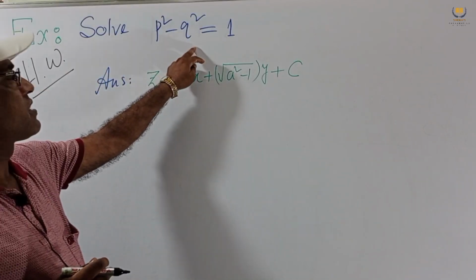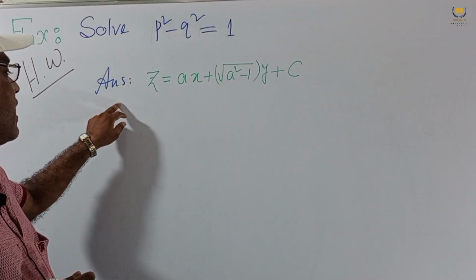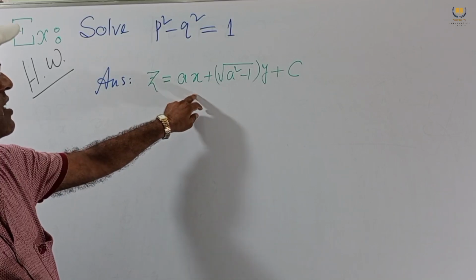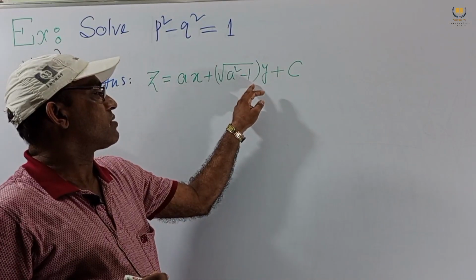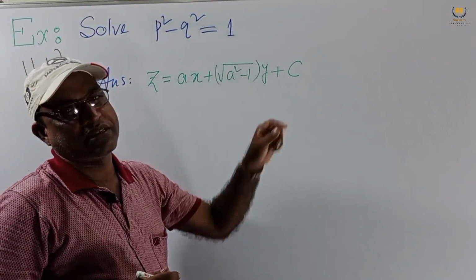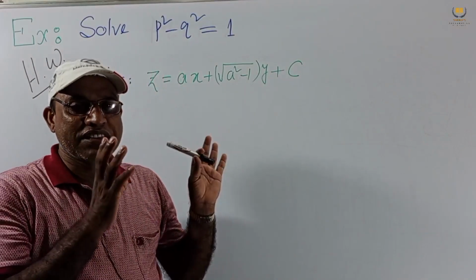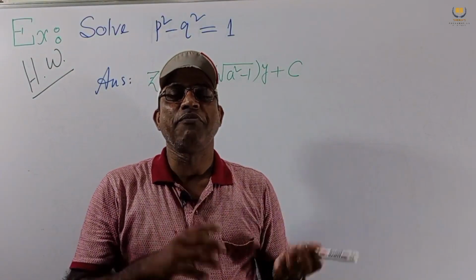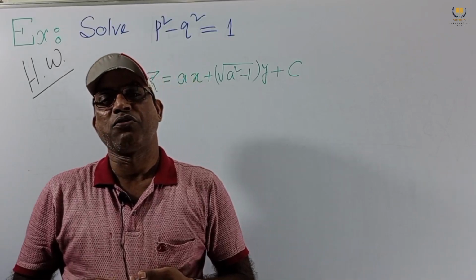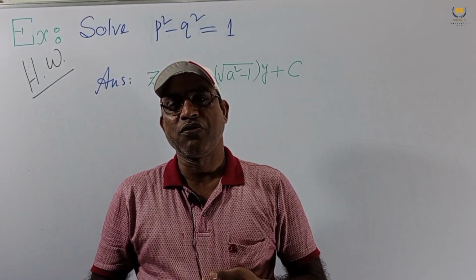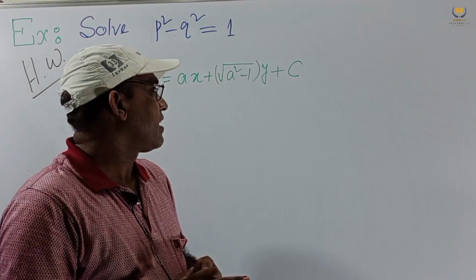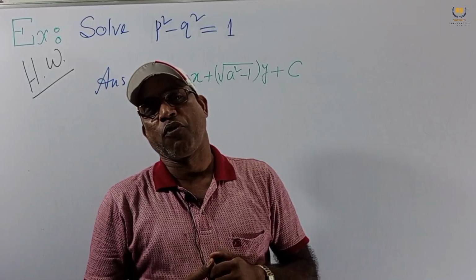Solve p square minus q square equal to 1, and the answer given is z equal to ax plus root over a square minus 1 y plus c. So these are very easy solutions, very simple, very interesting, very important also for BTech courses, any engineering courses. These are very easy and important.